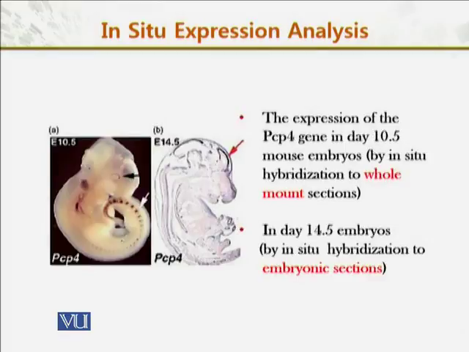Now, the expression of the PEP4 gene in the day 10.5 mouse embryo by in situ hybridization to a whole mount section is shown in this diagram. And in the day 14.5 embryos, by in situ hybridization to an embryonic section, it is also illustrated in this diagram.